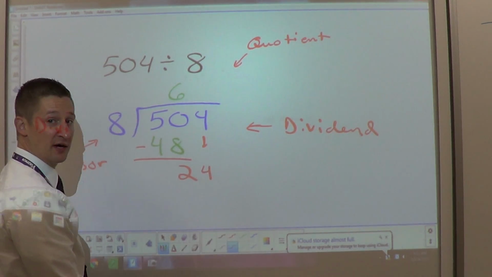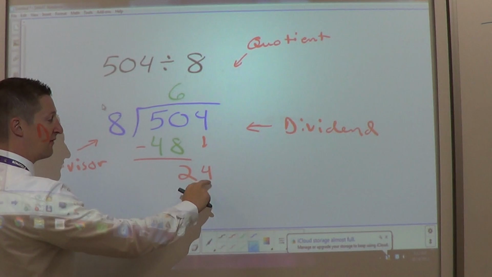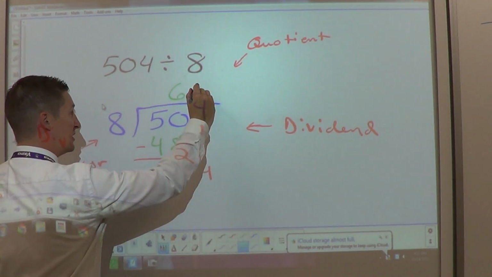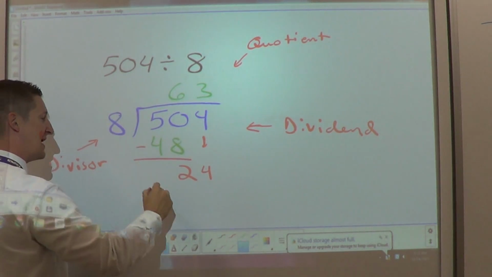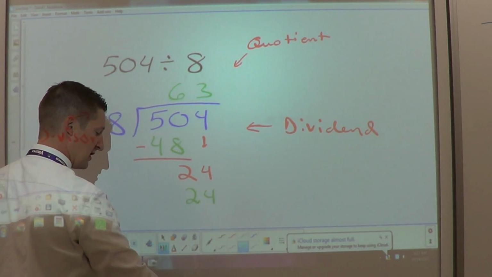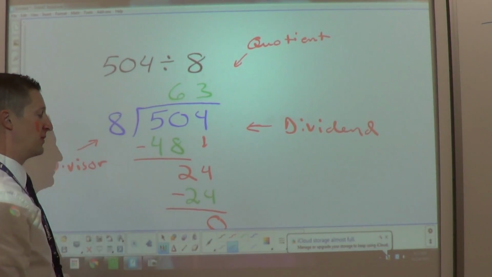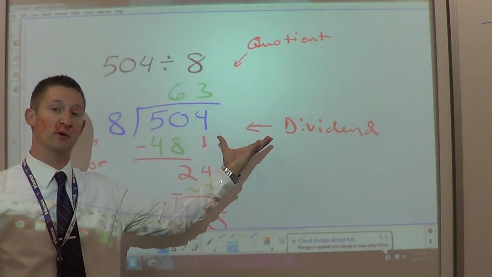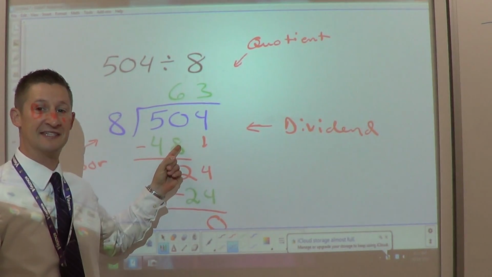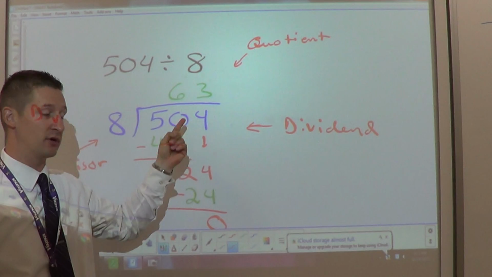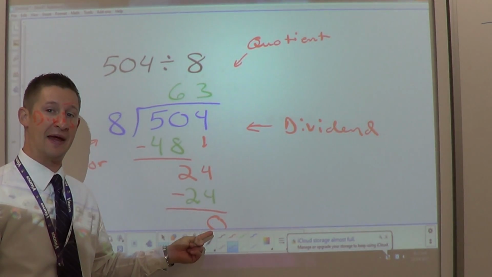And then I repeat the process. I take the 24 that I have here divided by the 8, which is my divisor, and I get 3. 3 times 8 is 24, and then I subtract, and that turns into 0. Now, because I have 0 at the end and there's no more numbers here, I would say that 504 is divisible by 8 because when I divide it, I get 63 with 0 for a remainder.